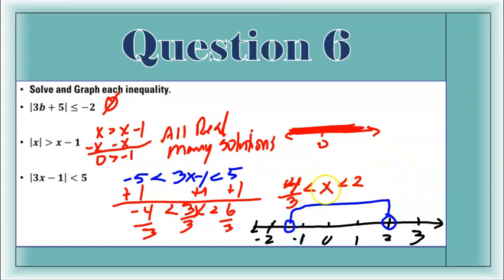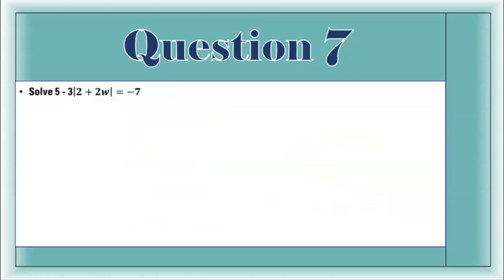So that would be our graph for this inequality. Question 7. Here we're going to solve this absolute value equation. So to do this, we need the absolute value by itself. So I'm going to subtract 5 on both sides. And I got negative 3 times the absolute value of 2 plus 2w equals a negative 12.